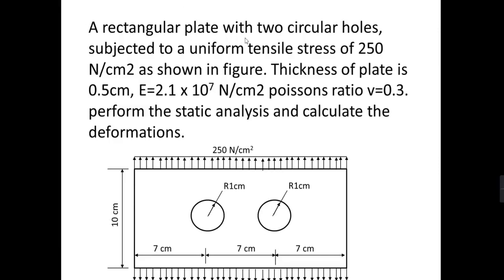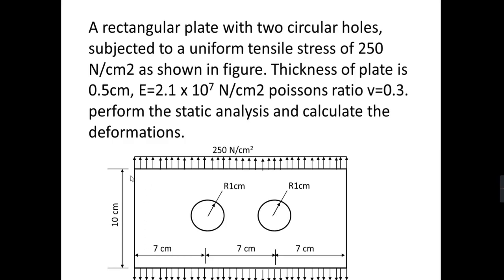A rectangular plate with two circular holes is subject to a uniform tensile stress of 250 Newton per centimeter square, as shown in the figure. The thickness of the plate is 0.5 centimeter. Young's modulus is 2.1 into 10 raised to 7 Newton per centimeter square. Poisson's ratio is 0.3. Perform the static analysis and calculate the deformation.